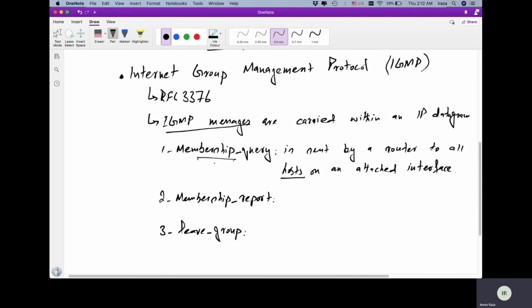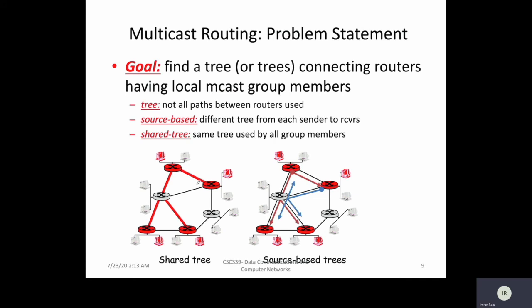So these are the three types of messages that are used by IGMP, Internet Group Management Protocol, to implement multicasting. Let's try to understand the goal of multicast routing.